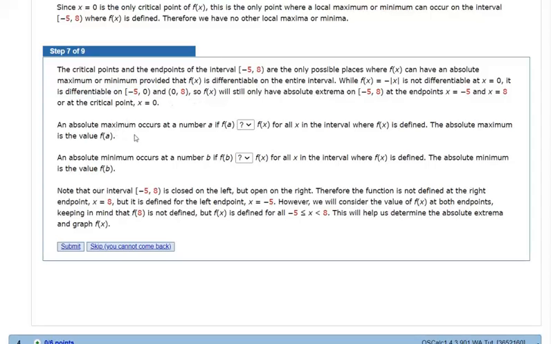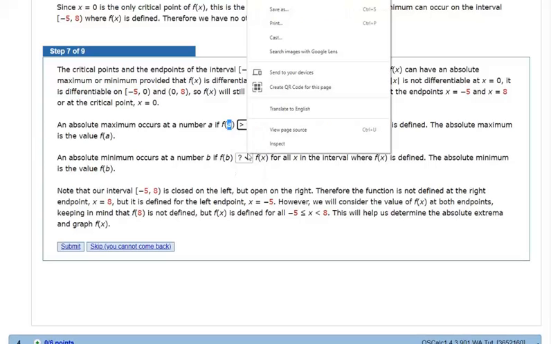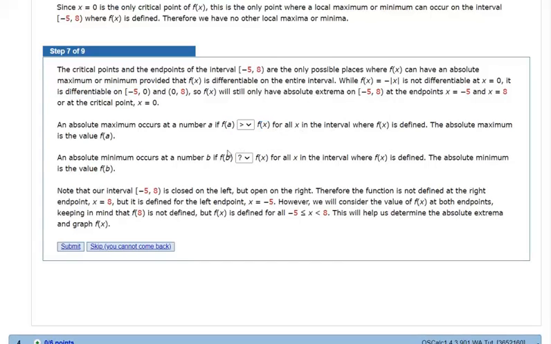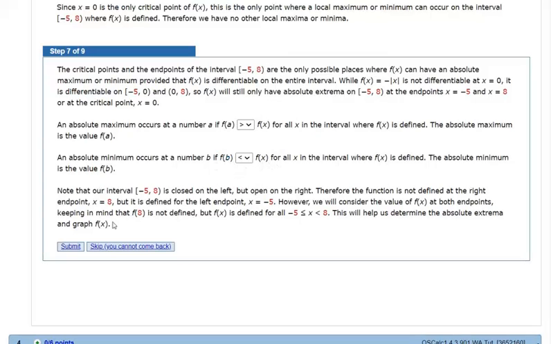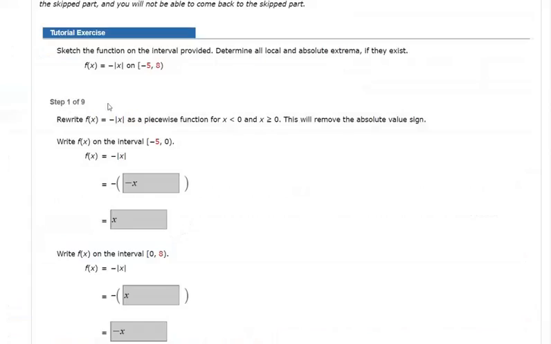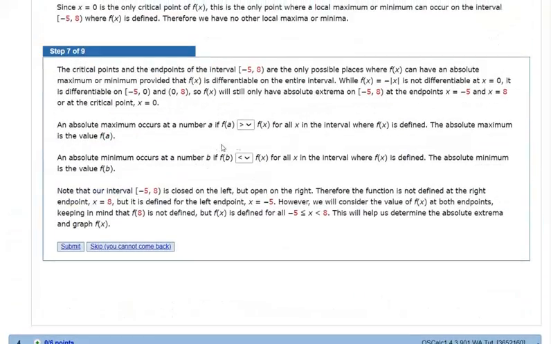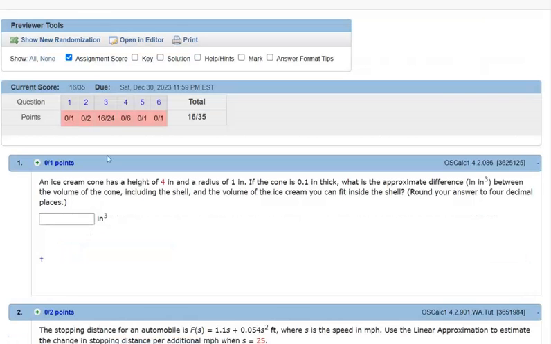Absolute maximum occurs if the value of that maximum is greater than all the other possible values on some interval. And a minimum occurs when the value is less than f of x. So some x equals 2 maybe. That's greater than all the other possible ones on that interval. Or less than if it's a minimum. Oh, technically it should be greater than or equal to, less than or equal to.